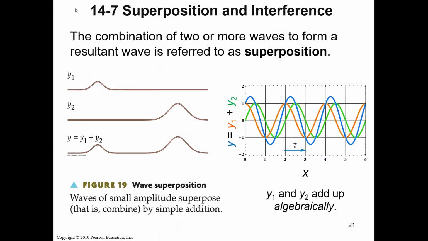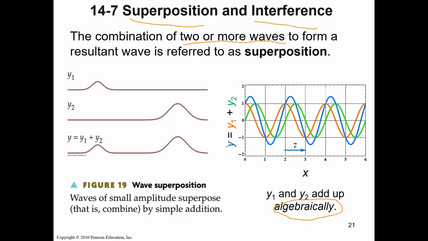And now we talk about the most important property and phenomena of a wave. Okay, and this property is called superposition. This phenomena is called interference. Okay, and this property is actually very straightforward. Okay, this property is saying that if we need to combine two waves, okay, we basically combine them algebraically. Okay, algebraically.